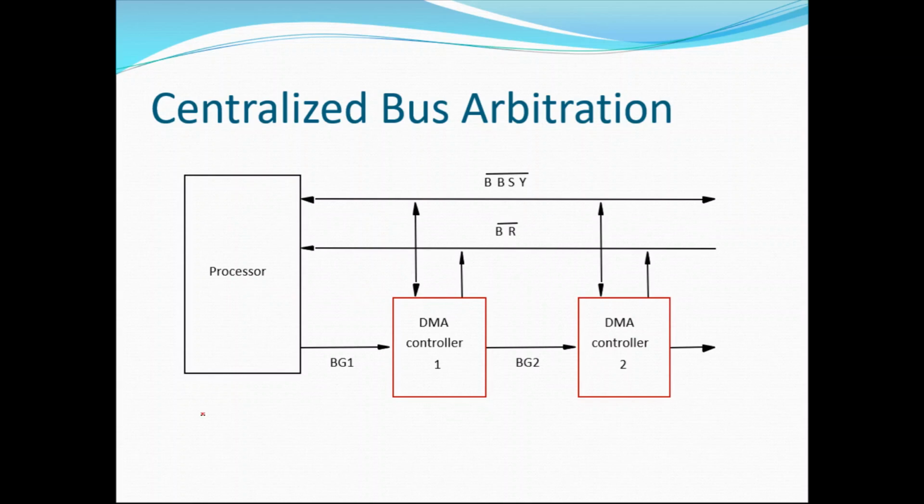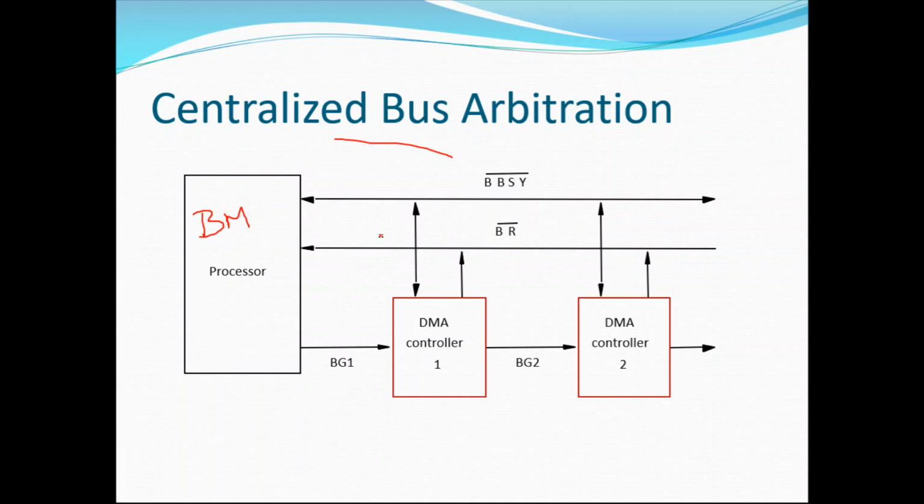This particular block diagram explains the concept of centralized bus arbitration. Let us assume initially the bus is with the processor. Initially the processor is the bus master. I am calling it BM. Say we have two DMA controllers in the system, DMA controller 1 and DMA controller 2. And these are the daisy chained lines.